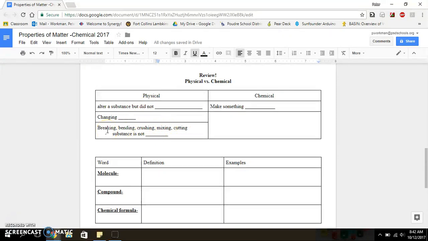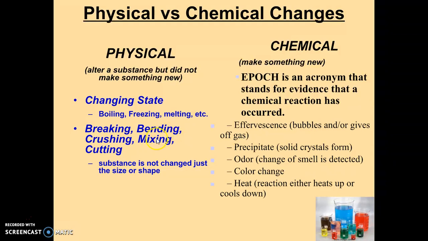Next, we can also have physical changes where you just break something or bend or crush or mix. You're still not making anything new. You are just simply changing its size or shape. So the substance is not changed, right? Just the size or the shape of the substance. So chopping wood or cutting an apple are examples of those.